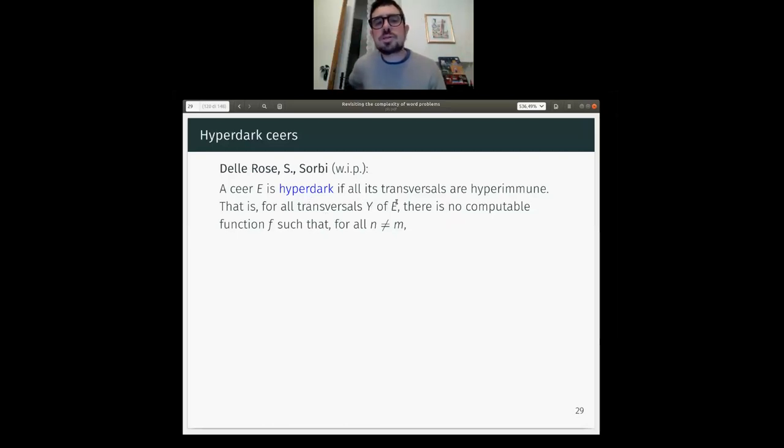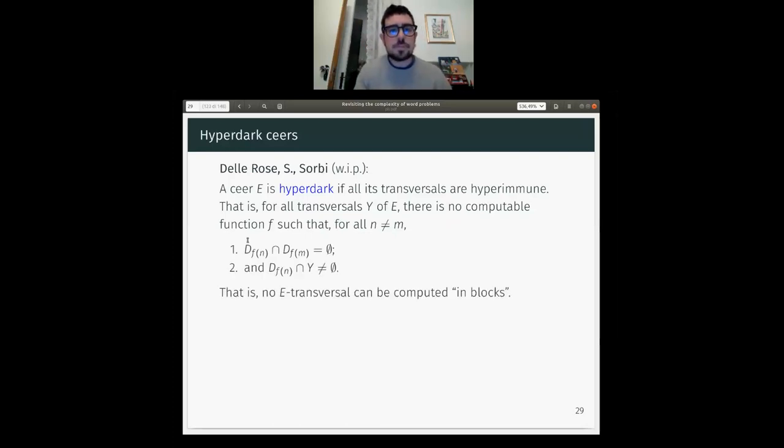So for all transversals Y of E, there is no computable function giving, morally, a finite guessing of the transversal. Let's see the formal definition. D_x is the standard canonical index for a finite set, a canonical way of coding a finite set. You don't want a computable list of finite sets that are pairwise non-overlapping and each contain an element of the transversal. This is something you don't want to have in order to be hyperimmune. Hyperimmune means not only that you don't have the transversal in a c.e. way, you really cannot finitely guess the transversal, in the sense that you cannot produce finite pieces that are pairwise non-overlapping and each contain an element.